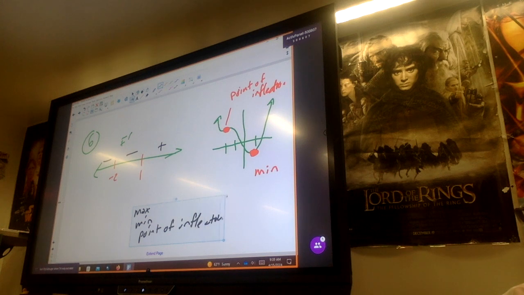Okay, so if you have a max, it would go negative to positive. And then a min would be positive to negative. And a point of inflection would either be positive, positive, or negative, negative. That has to take place to identify that. Okay?